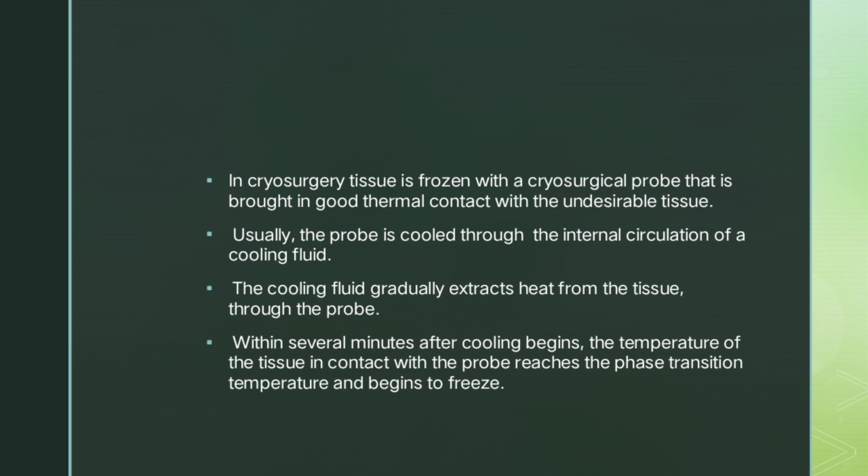In cryosurgery, tissue is frozen with a cryosurgical probe that is brought in good thermal contact with the undesirable tissues. Usually, the probe is cooled through the internal circulation of a cooling fluid. The cooling fluid gradually extracts heat from the tissues through the probe. Within several minutes after cooling begins, the temperature of the tissues in contact with the probe reaches the phase transition temperature and begins to freeze.